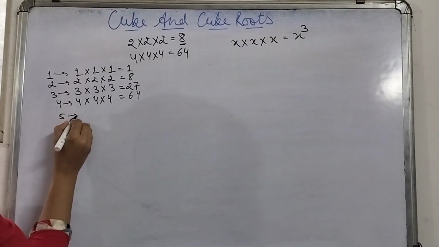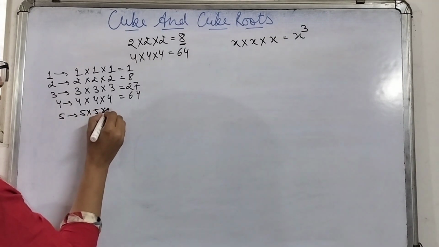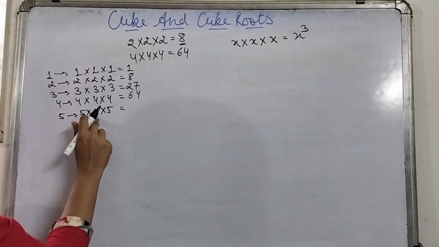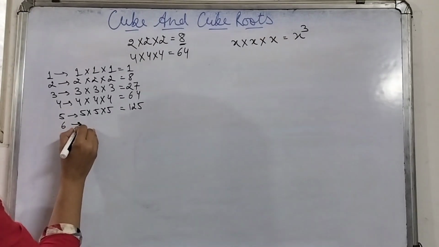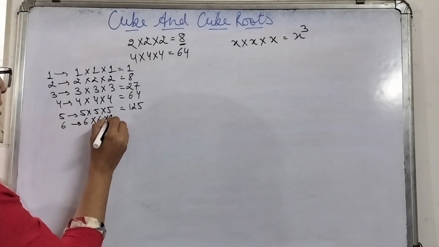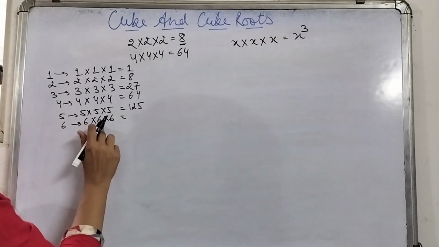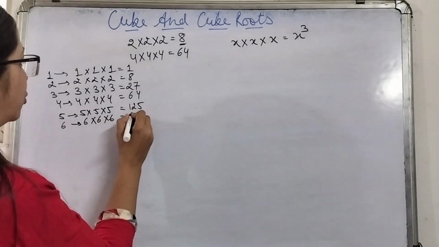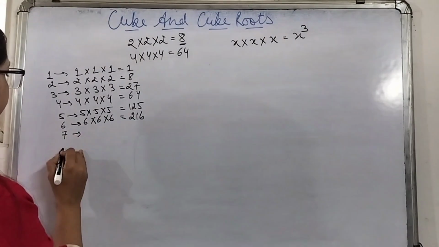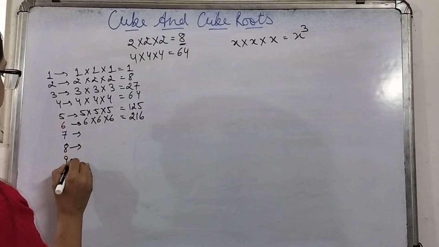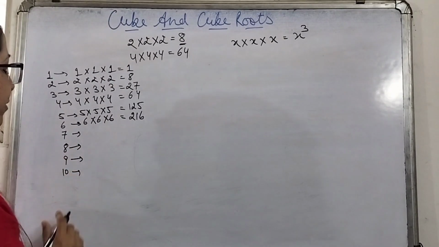If we take the number 5, the cube of 5 will be 5 5s are 25, 25 5s are 125. If the number is 6, it will be 6 6s are 36, and 36 into 6 will be 216. Similarly, we can take 7, 8, 9, and 10 as well.